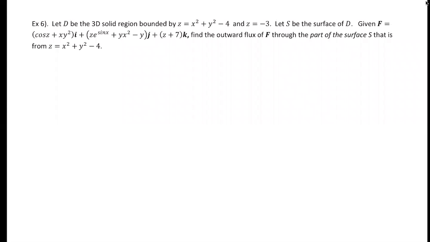Okay, and now let's try another one. So now I have, and I keep calling it D in these, I'd like to be consistent, so let's call it E. E is the 3D solid region that's bounded between this paraboloid and this plane. I'm just going to do a tiny little sketch here. Here's the paraboloid, it's shifted down here because it's starting at -4, so the paraboloid goes up like this. And then the plane here is at -3. Here's the plane. And so we're looking for the outward flux through just this part of the bowl.